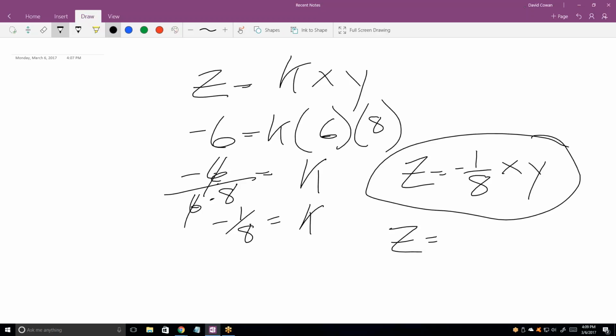All right. So then z equals -1/8 times 5 times -6. All right, I'm going to trust you know how to do that.